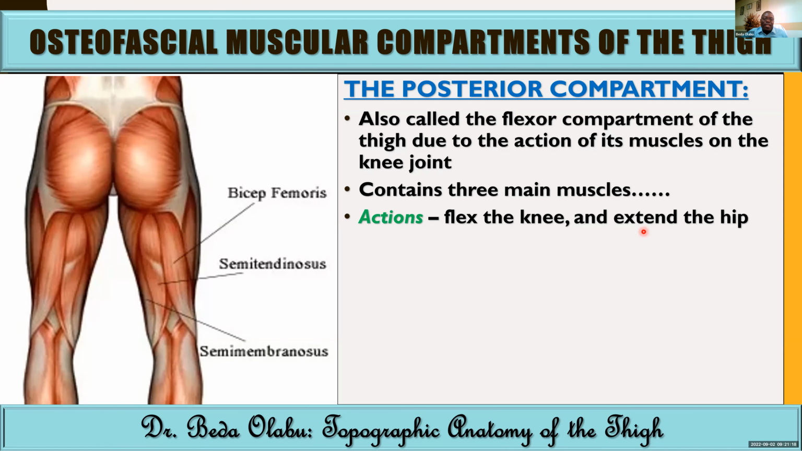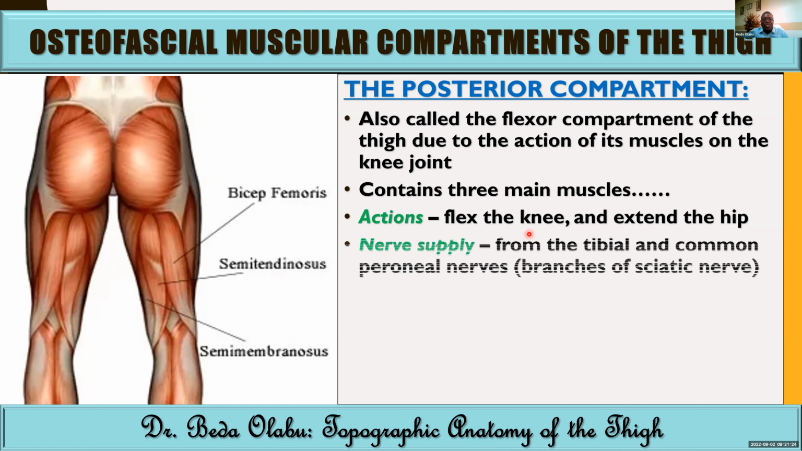So they extend the thigh at the hip joint. They flex the leg at the knee joint. That's the action. Which nerve goes to these muscles? The nerves which supply the muscles of the posterior thigh are coming from the sciatic nerve. Now, the sciatic nerve usually has 2 nerves within that common sheath, the tibial nerve and the common peroneal nerve.